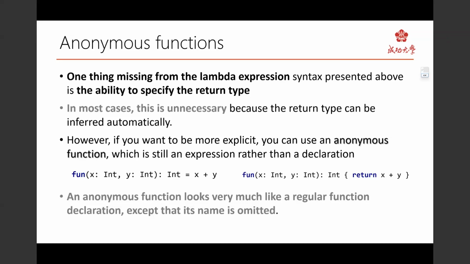So in contrast, if you need to return a value somewhere inside a lambda expression, then you should use an anonymous function instead of a lambda, okay? So basically, an anonymous function is essentially a function without a name, okay? So the syntax is exactly the same as a regular function, except there is no name, okay? So here is an example of an anonymous function. We can see there's no name.